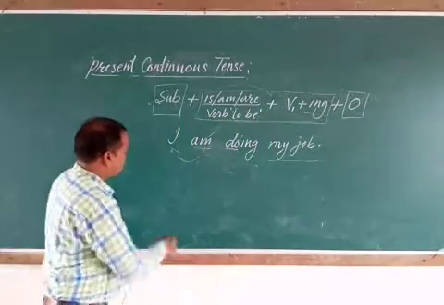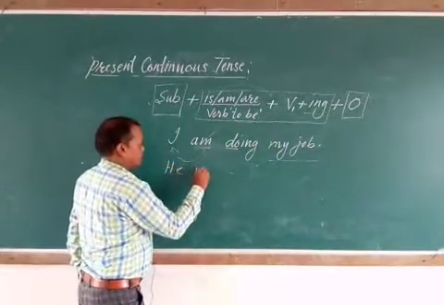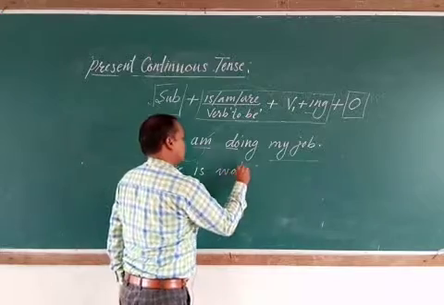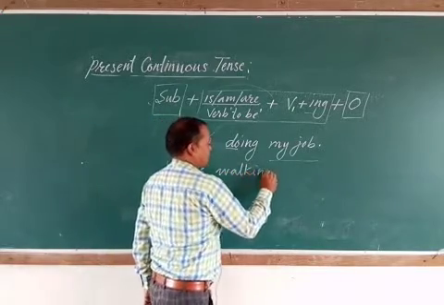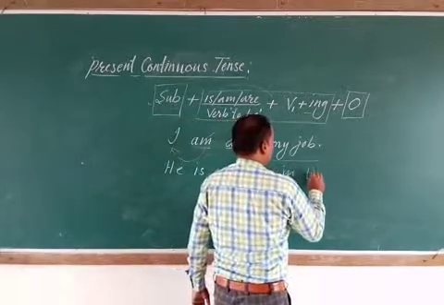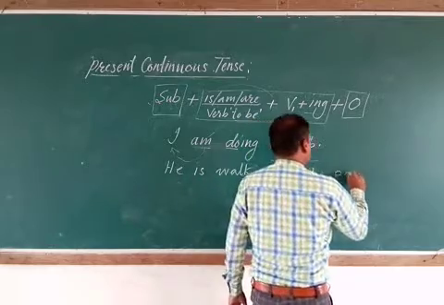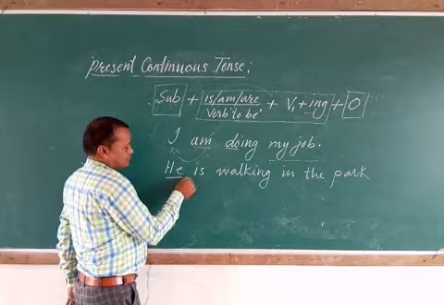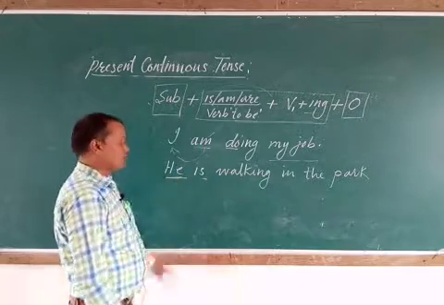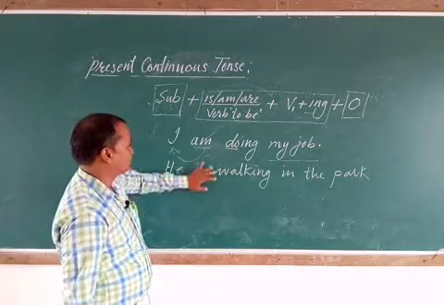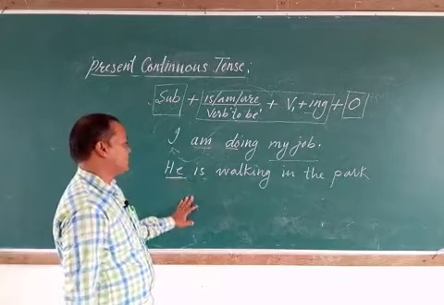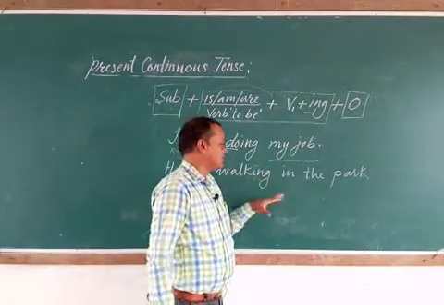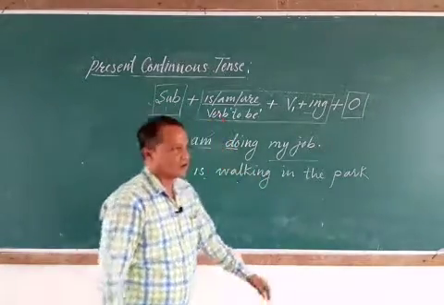We can say another example. He is walking in the park. So here also he is the subject and is is used because he is a singular person. So with a singular person we use is. Walking is walk plus ing, and in the park is the other words.